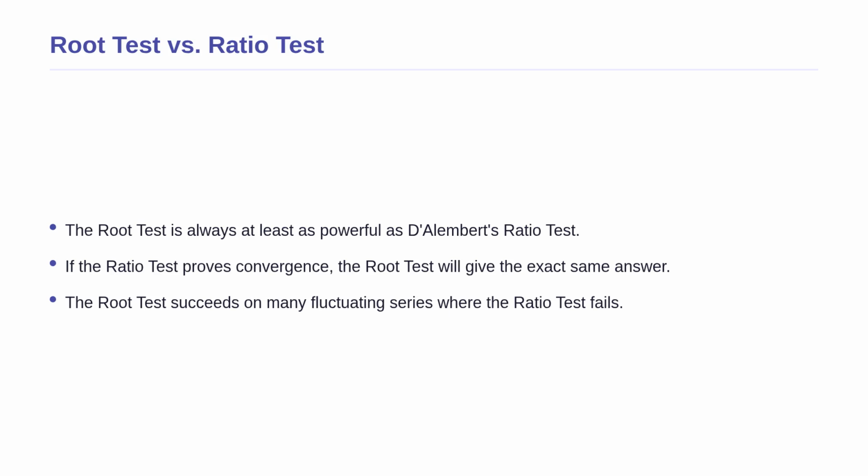As you continue your studies, you will frequently use D'Alembert's ratio test. It is vital to understand how it compares to the root test. The mathematical truth is that the root test is always at least as powerful as the ratio test. If the ratio test works, the root test will also work and give the exact same answer. However, there are many fluctuating series where the ratio test fails completely, yet the root test easily proves convergence. It is the stronger, more reliable older sibling.